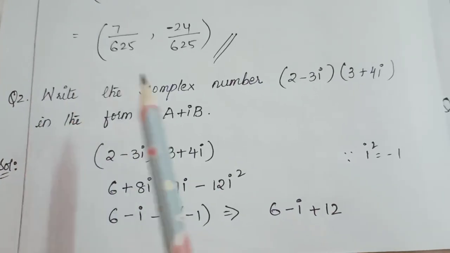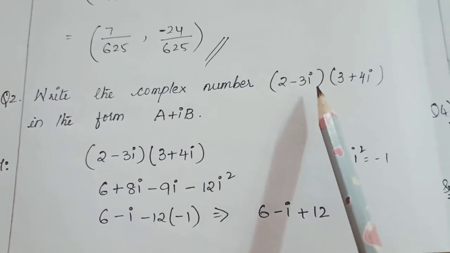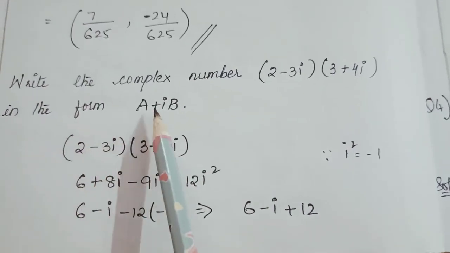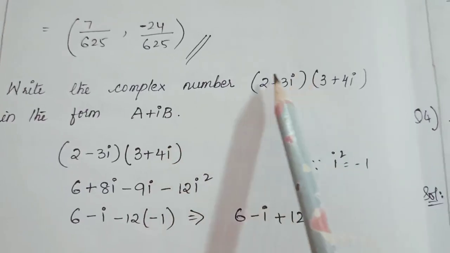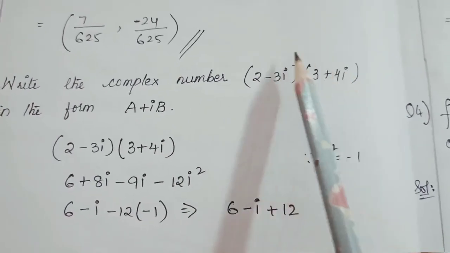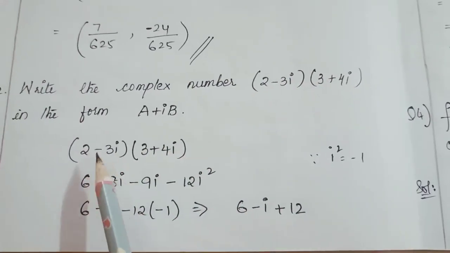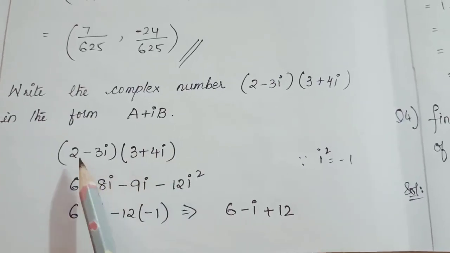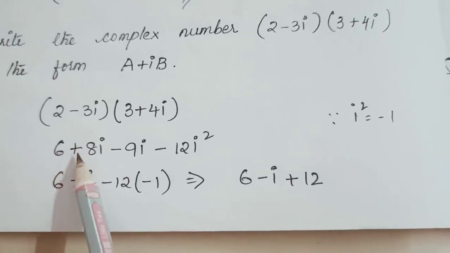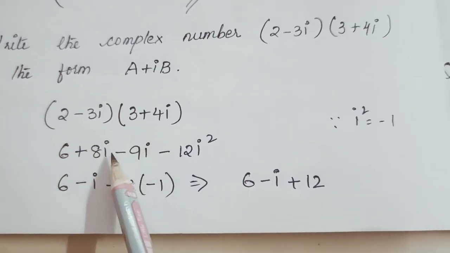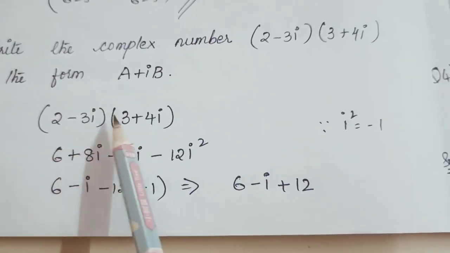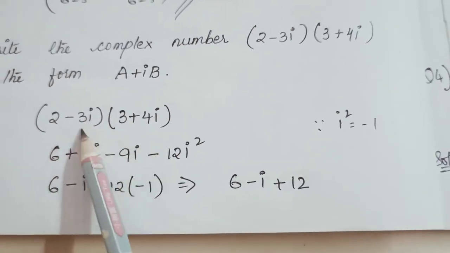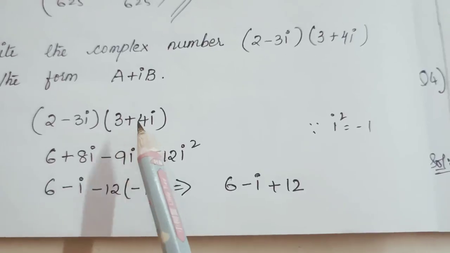Second question, write the complex number (2 minus 3i)(3 plus 4i) in the form of a plus ib. It is in product form, so we have to multiply this first. 2 into 3 is 6, 2 4s are 8i. Then minus 3 3s are 9i, and minus 3 4s are 12, i into i is i square.